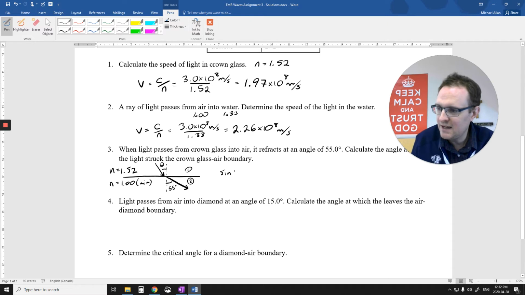So sine theta 2, which I have, over sine theta 1, which I don't have. And then on this side, I'm going to have n2 on the bottom and n1 on the top. Okay, so we just put the pieces of information that we have in here. So we have the 55, so we put the 55 in there. Got sine theta 1, which we're trying to find, over, and then have 1.52 on the top and then 1 on the bottom.